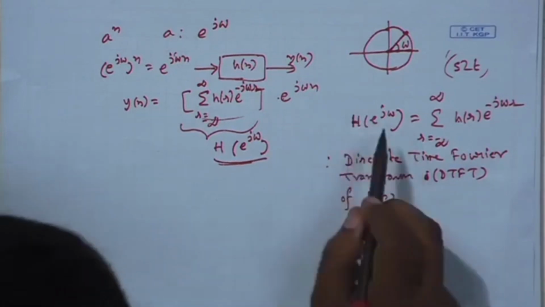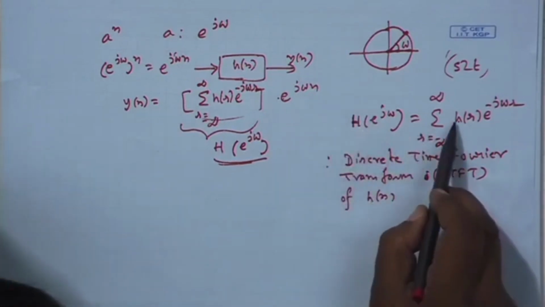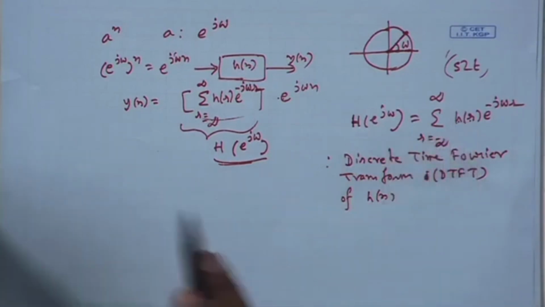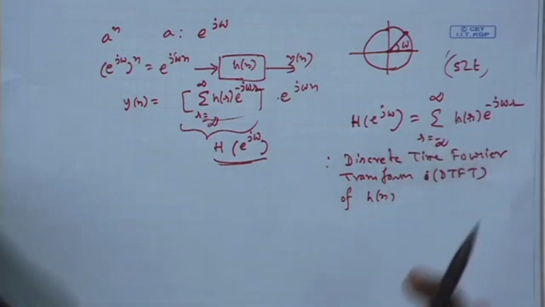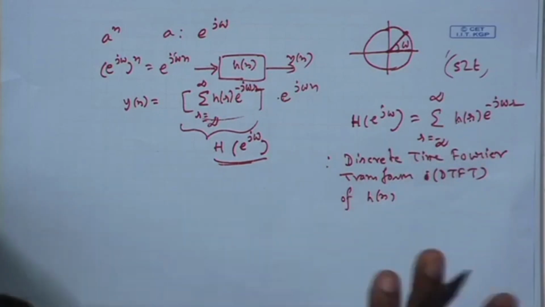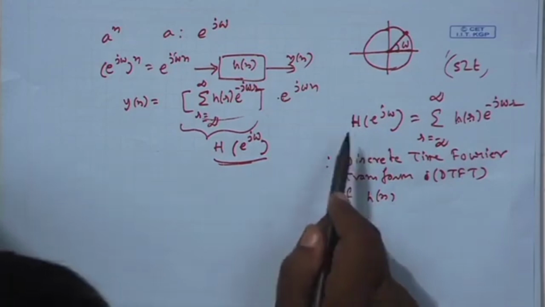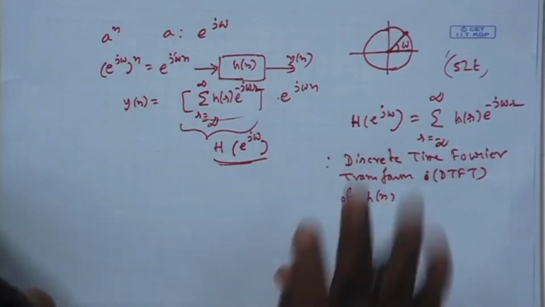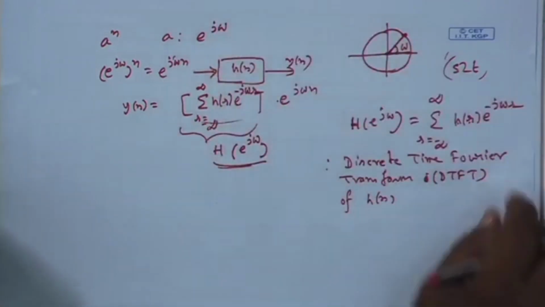In fact, this is related to the analog Fourier transform. That is, if this sequence h n has been obtained by sampling an analog function, then the Fourier transform of that analog function, the analog Fourier transform, and this discrete time Fourier transform will be related. That we will see later.